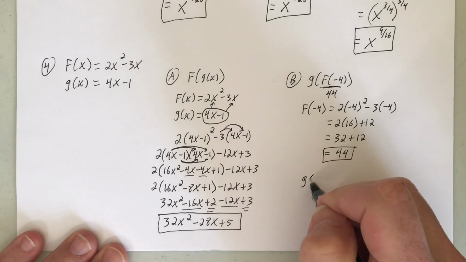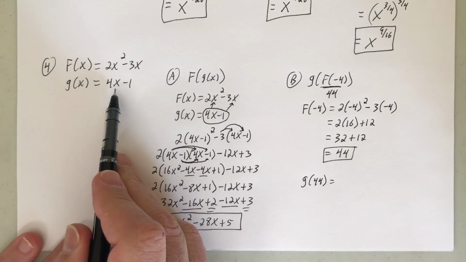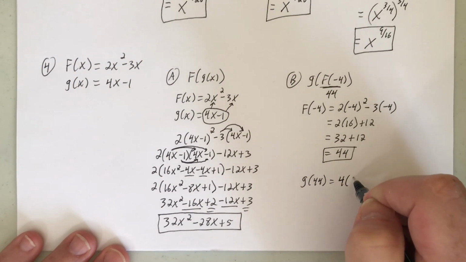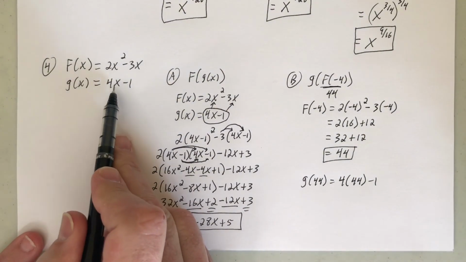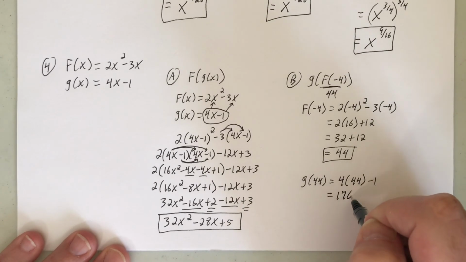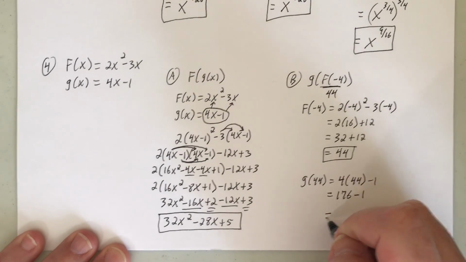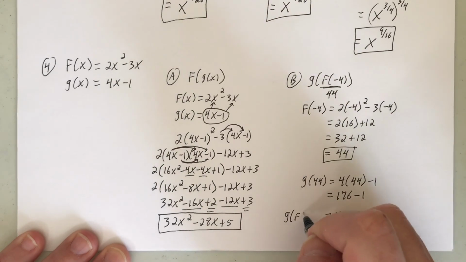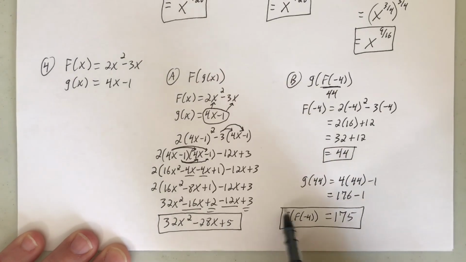Now what we want to do is find g of 44. So g of 44 means I'm plugging the 44 into g of x and then simplifying. So 4 times 44 minus 1. Again, plugging in here, 4 times 44 minus 1. That's going to be equal to 176 minus 1, and that gives us an answer of 175. So g of f of negative 4 is equal to 175.